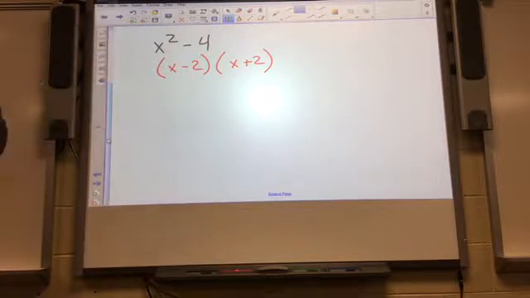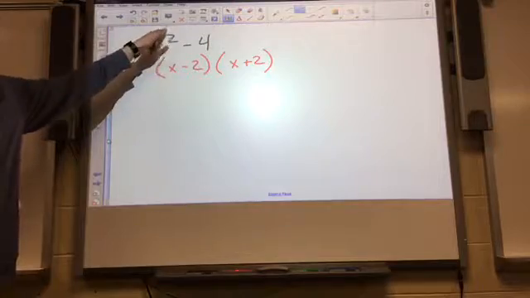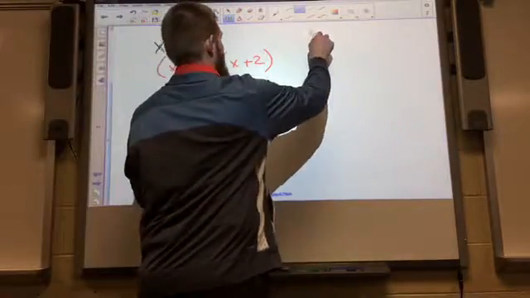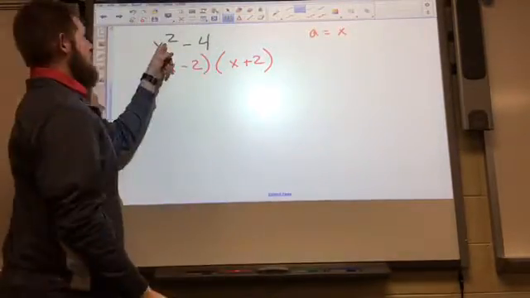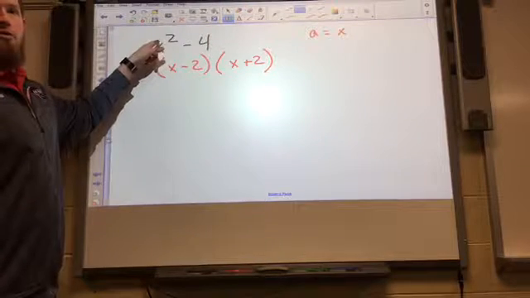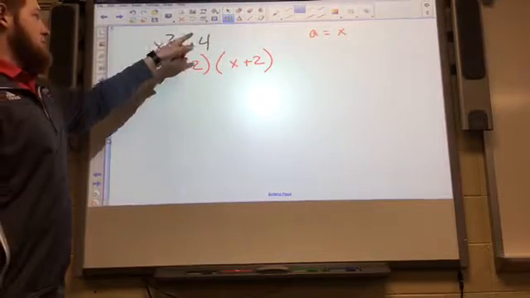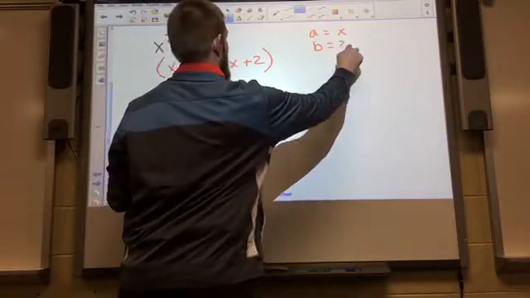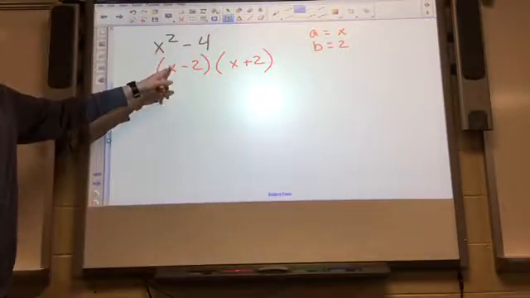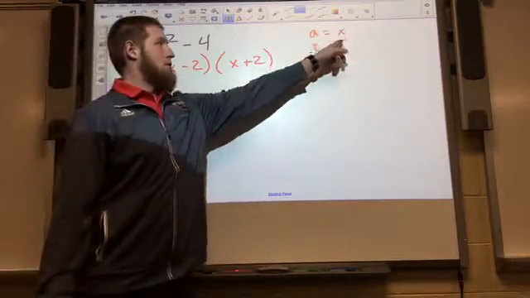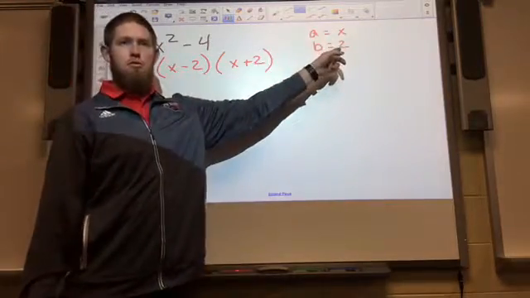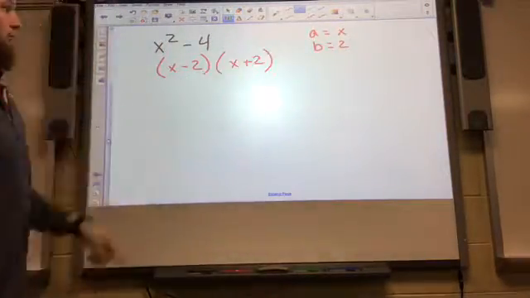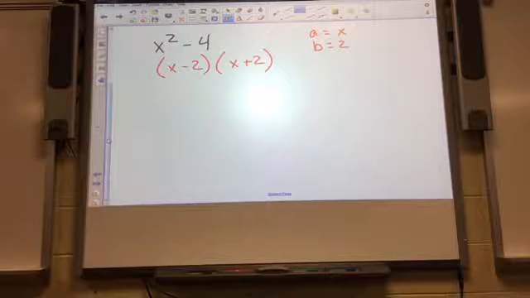Now the main thing you need to do, if you notice this is a difference of two squares, is figure out what your a is and what your b is. So you need to square root this, and that's your a. So your a is going to equal x, right? The square root of x squared is x. What's the square root of 4? So what's b? 2. Okay, and that's where you get x minus 2 and x plus 2. Ring a bell? We did some of that yesterday.